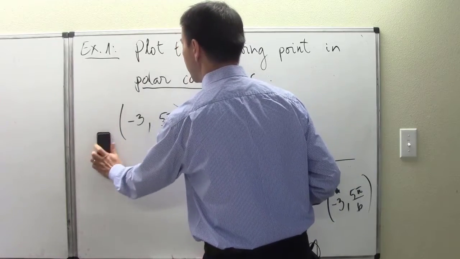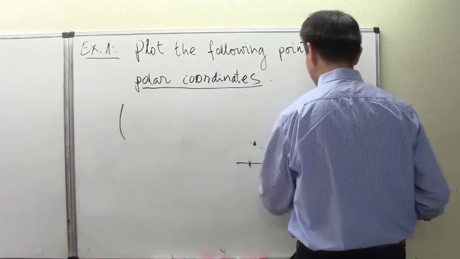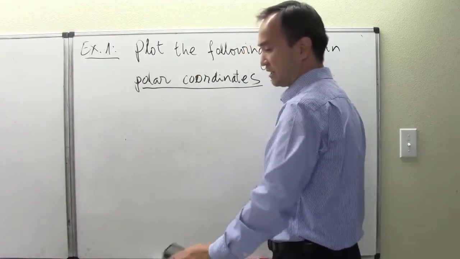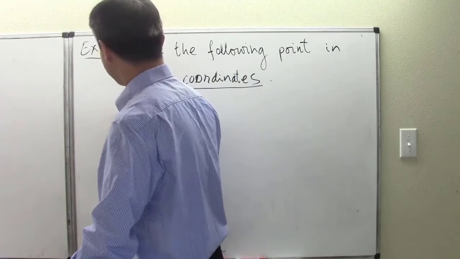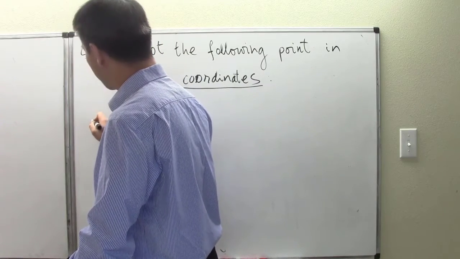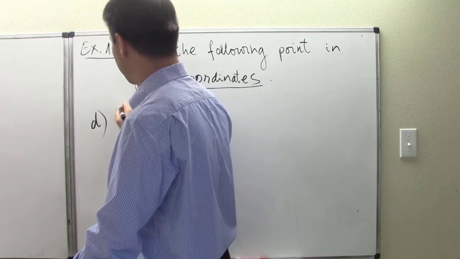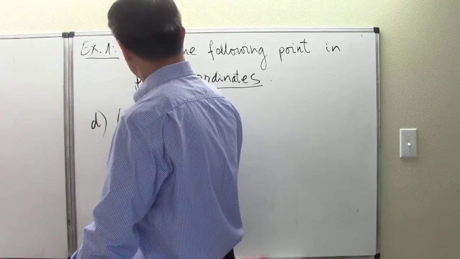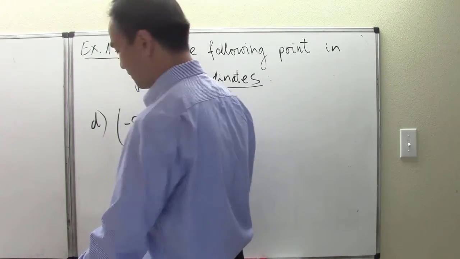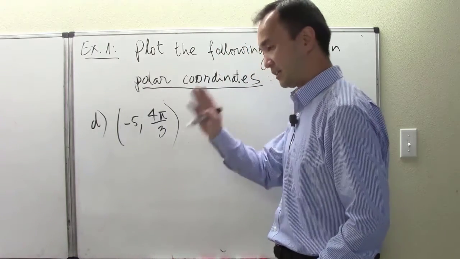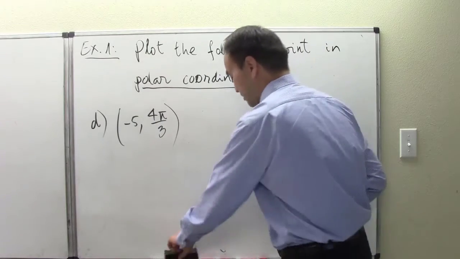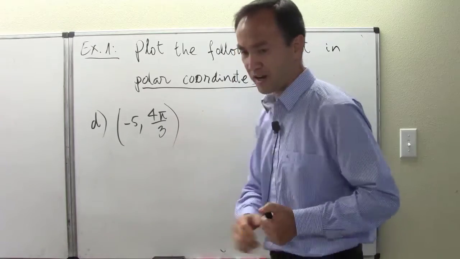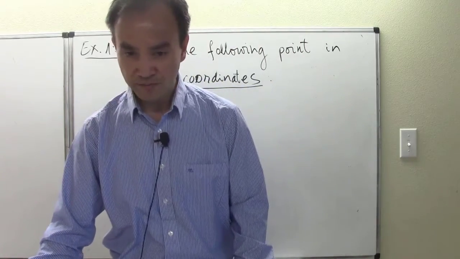So question D right here. Starting with question D, I don't think I any longer have to do the hand sketch version, so let's go directly to decimals. The point in D is negative 5 comma 4 pi over 3, very similar to the point we plotted in part C earlier. That's why I said we don't really need to do the hand sketch on the board anymore. So with that point, I'm going to switch over to decimals.